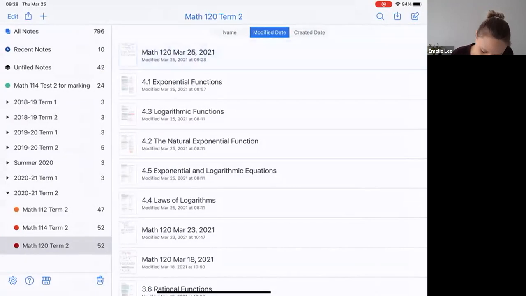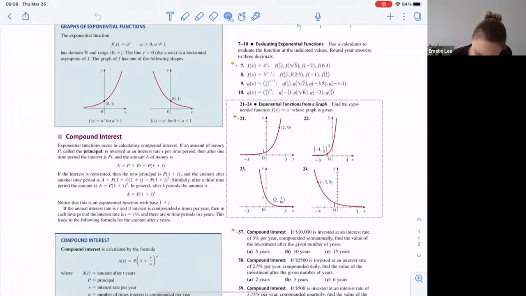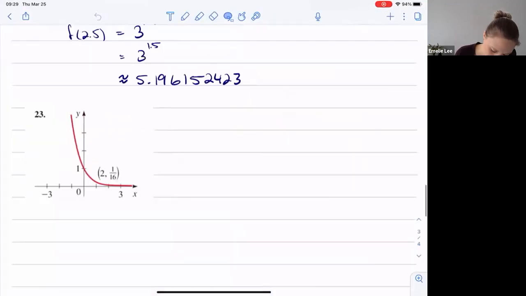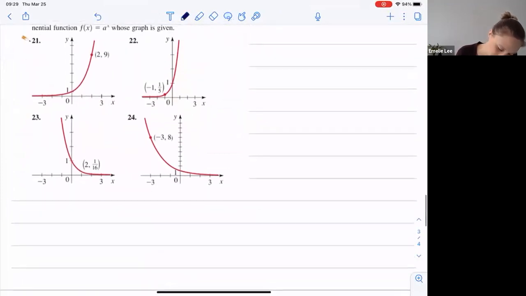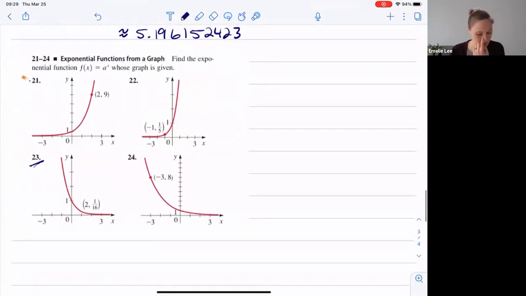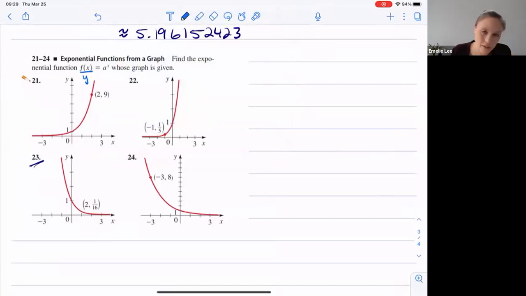I guess I didn't bring in the whole question, but here it is. I cheated. There we go. So we want to find the exponential function. And remember, f of x, you can just read as y, right? So f of x equals a to the x. But you have an xy coordinate, and that's what you're going to use to find what this a is.